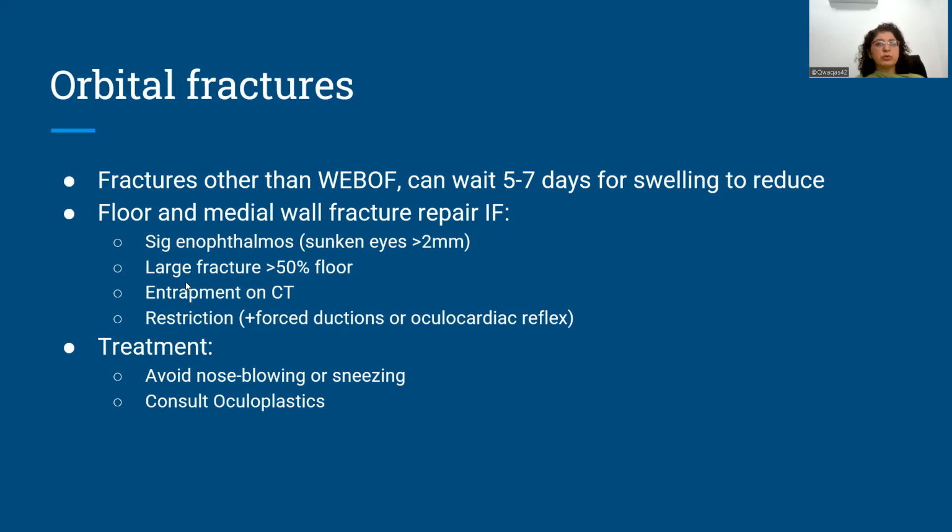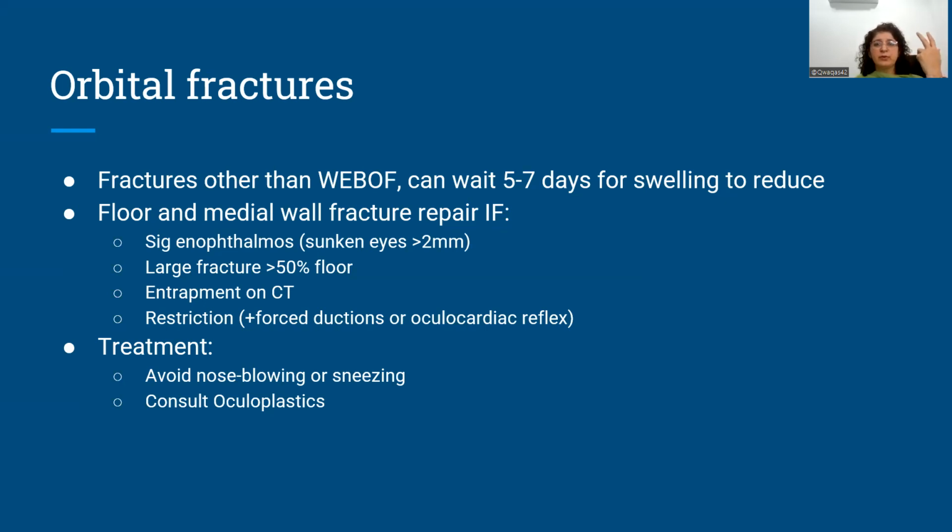So the orbital fractures, other than white-eyed blowout fractures, you can generally wait 5 to 7 days for the swelling to come down. And floor and medial wall fractures are typically repaired only if there is, number one, significant enophthalmos, meaning that when you compare the eyes, the affected eye is sunken more than 2 millimeters. If the floor fracture is very large, so if it involves more than 50% of the floor, you should try and repair it because with time, the eye will start to sink in and the patient can develop diplopia. And at that point, it may be more difficult to repair because the tissues have fibrosed and reorganized.